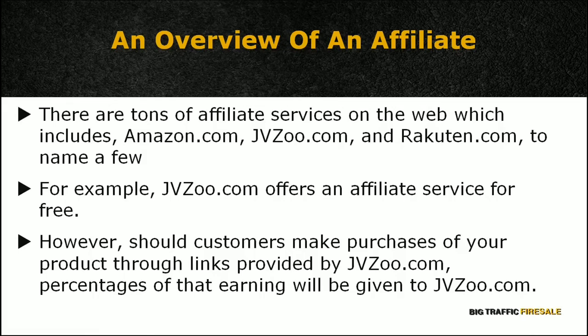For example, JVZoo.com offers an affiliate service for free. However, should customers make purchases of your product through links provided by JVZoo.com, percentages of that earning will be given to JVZoo.com. It's crucial for you to know that different affiliates have different regulations to their services. Sometimes registration is for free or with a certain fee.